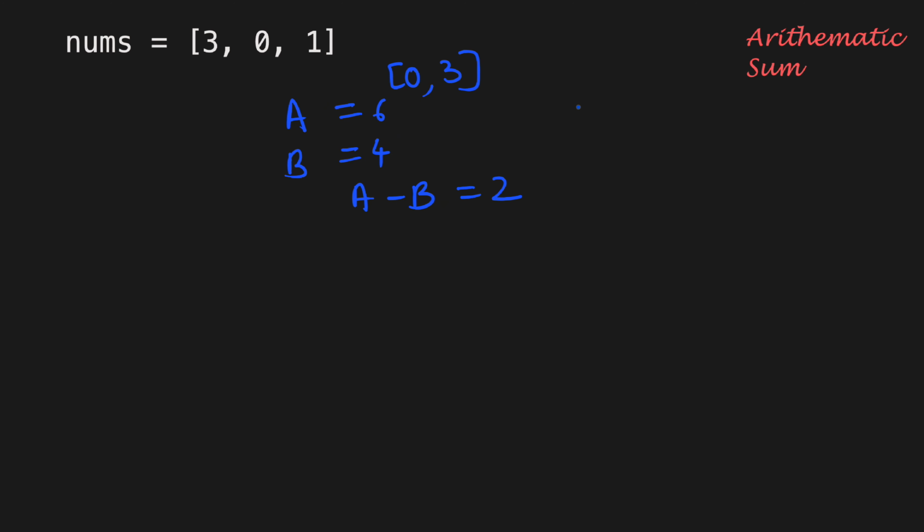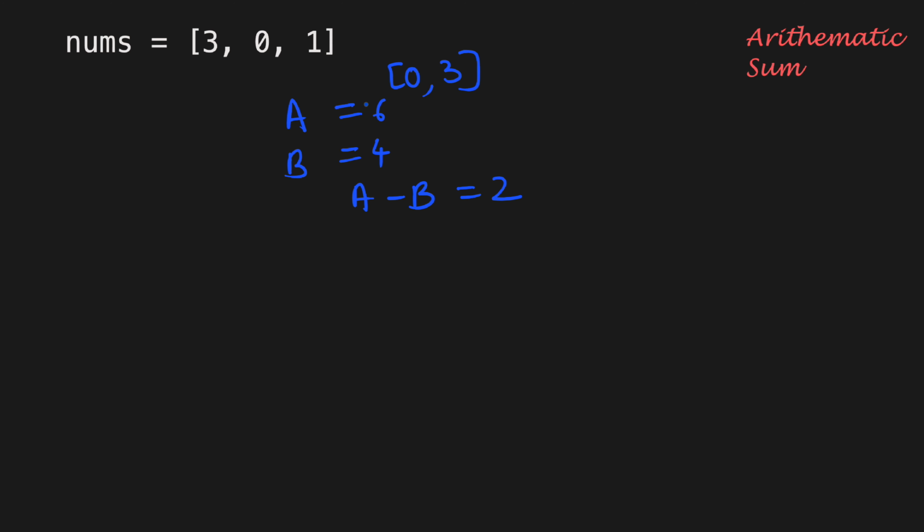Now the time complexity of this approach will be O of 2n equal to O of n, because first we calculate the sum of the range, that takes O of n time, and then we calculate the sum of the array, that takes O of n time, resulting in overall time complexity of O of n. And the space complexity will be O of 1 because we are using few variables like the range and array sum.